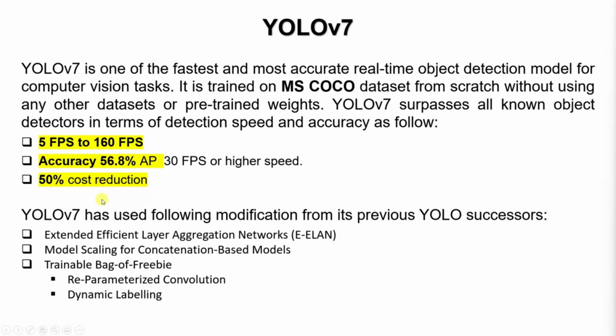Now there are some modifications used in YOLO version 7 in perspective of its previous successor. It has used extended efficient layer aggregation network, or E-ELAN in short, as its backbone. It has used model scaling and concatenation based model to derive different versions of YOLO version 7: YOLO version 7 base, YOLO version 7 tiny, and another one. It has also used some trainable bag of freebies.